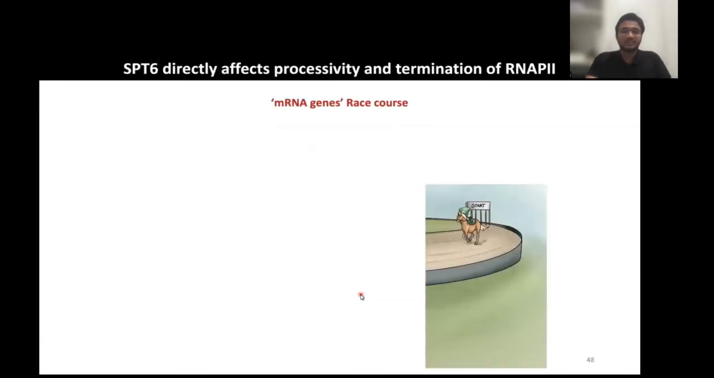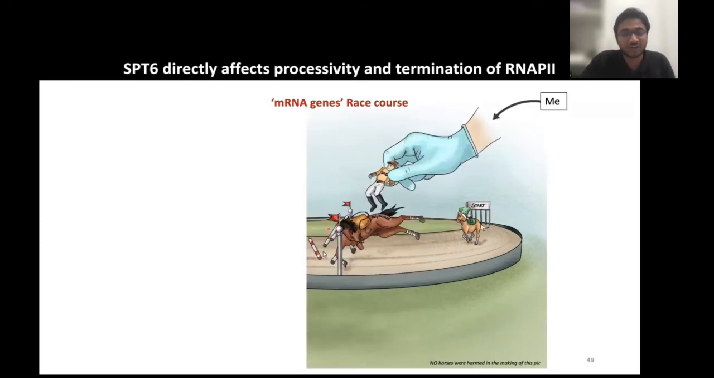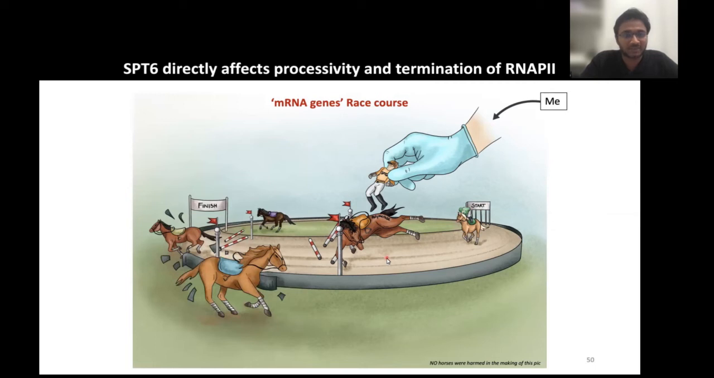So to summarize my study, I would like to present it in the form of an mRNA gene race course. We think that the horse here, the pol2, requires SPD6, the jockey, for completing the race efficiently and also stopping, so that termination defects don't happen. But there's a twist. We have a lot of hurdles here, which are the nucleosomes. And when I come into the picture and acutely remove SPD6, RNA pol2 runs into the nucleosome and loses its processivity. Furthermore, if this happens for multiple laps, that leads to disruption of all these hurdles and eventually a chaos, the transcriptional chaos.